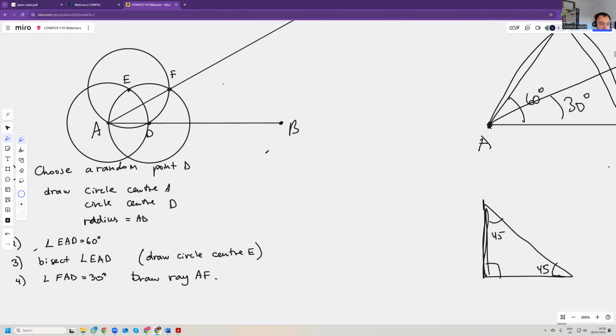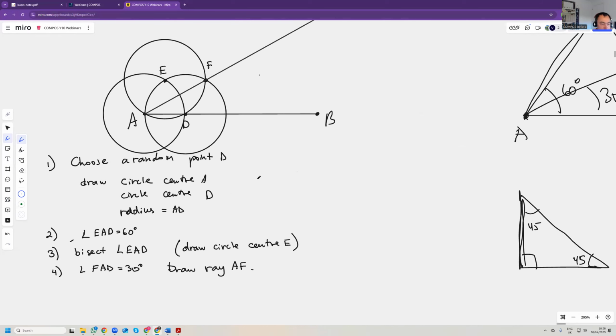Step 5. Choose a random point, M. Step 6. Draw a perpendicular bisector of MB.